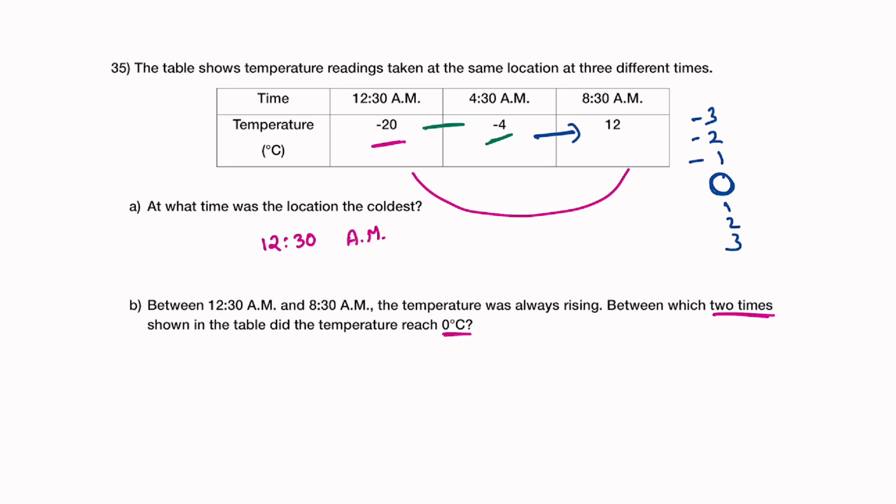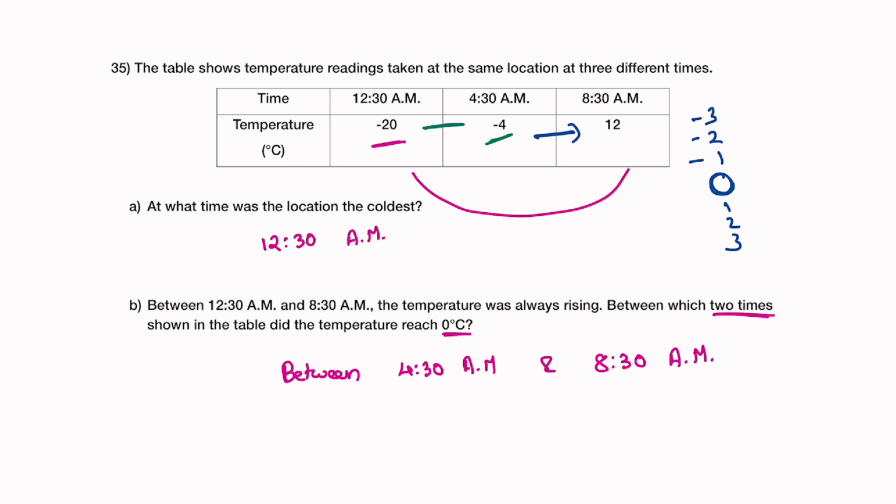So between which two times shown in the table did the temperature reach 0 degrees Celsius? So between, we can say here, right? Between 4:30 a.m. We don't know the exact time, but it's between that. Between 4:30 a.m. and 8:30 a.m., somewhere, sometime the temperature had reached 0 degrees Celsius. Easy? I told you these word problems are not difficult.